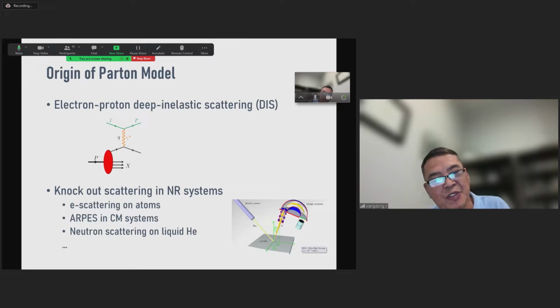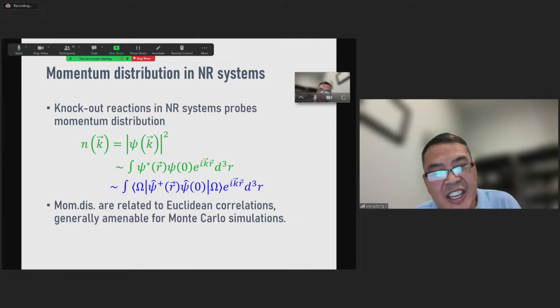So for non-relativistic systems, if you study those scattering processes, the key quantity is called the momentum distribution of a quantum many-body system. If you know the quantum many-body wave function of a system, you just need to Fourier transform. If you have one particle, you Fourier transform, and the momentum density is just related to the wave function in momentum space squared. If you look at this in coordinate space, it's just an equal-time correlator. Therefore, the momentum distribution in a quantum many-body system, the Euclidean correlators, are independent of time. And those quantities are generally amenable to Monte Carlo simulations.